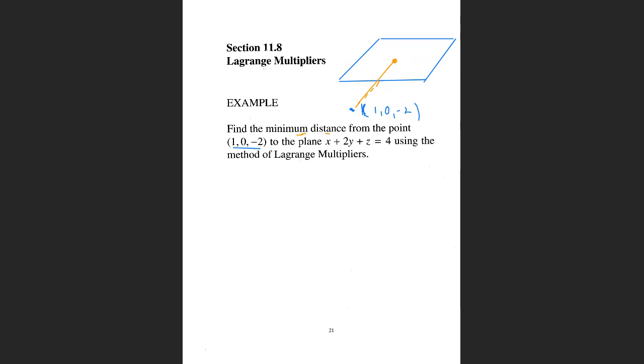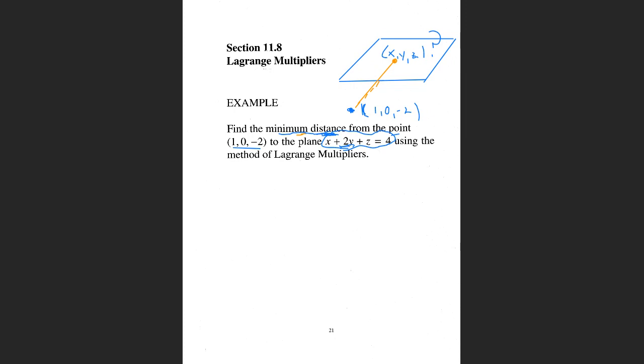All right, here's the thing. What function are we trying to maximize or minimize? We're trying to maximize or minimize a distance function. The distance function is our function f. What's the constraint? The constraint is that whatever this coordinate is, it's on the plane. So minimum distance, I know one of the points is 1, 0, negative 2. The other point, I don't know yet, but I know that whatever that x, y, z point is, it's on the plane. So that's my constraint.